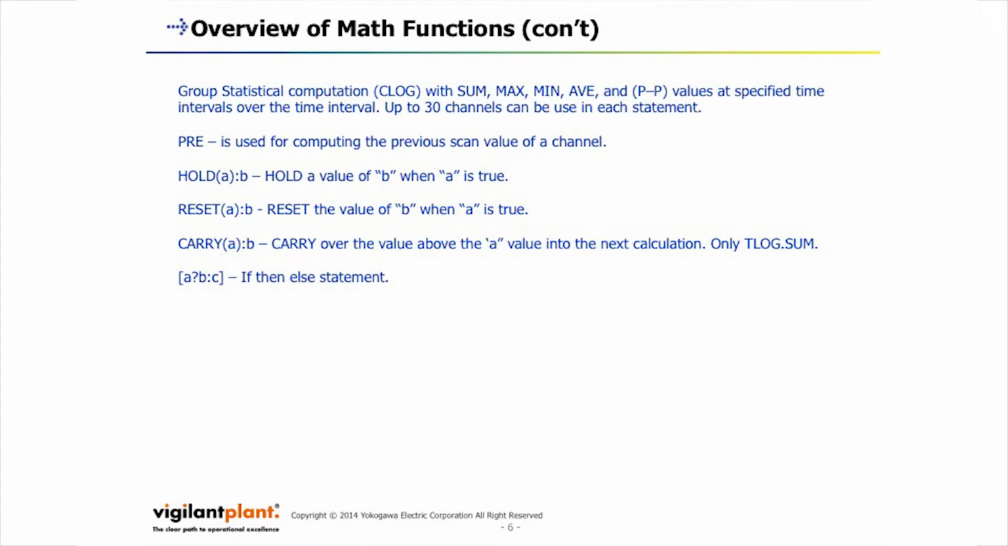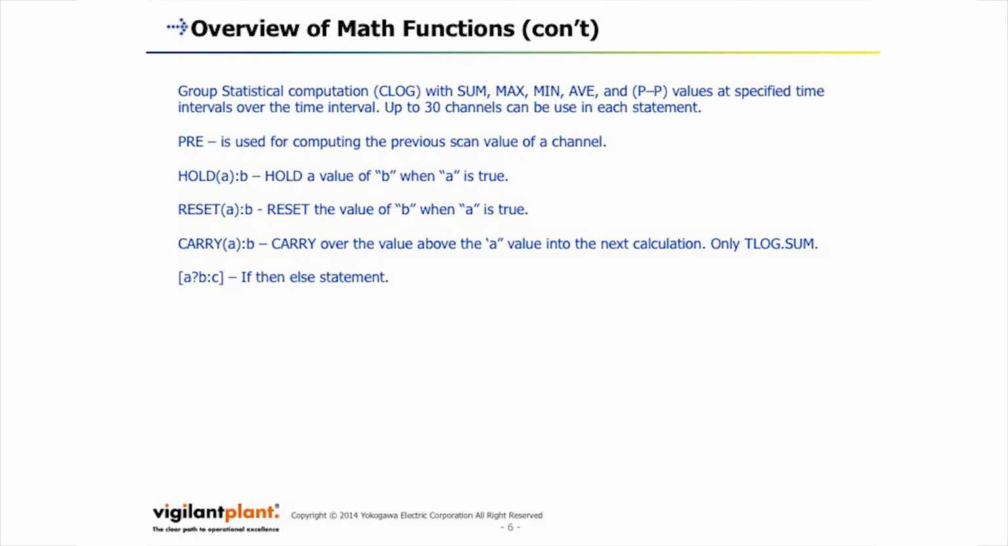There's also group statistics. These are C-logs that also come along with sums, mins, max, averages, and peak-to-peaks. And the nice thing about this is you can do 30 channels in each statement. Example would be as if you were looking for the maximum out of a group of 30 channels, you could do a clog.max and put channels 1 through 30 in the parentheses. It wouldn't tell you which one was the greatest, but it would tell you the value of the max channel in that group.